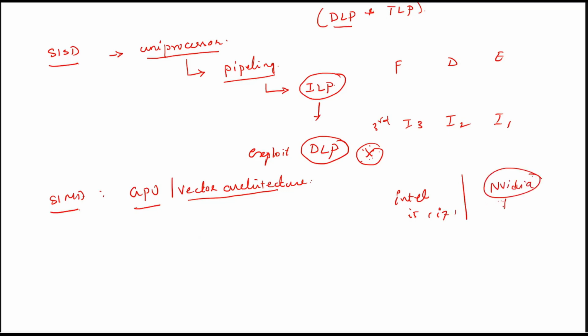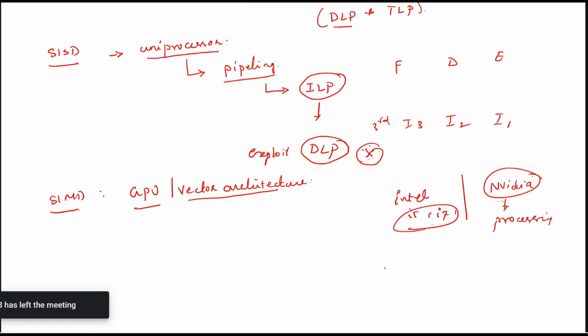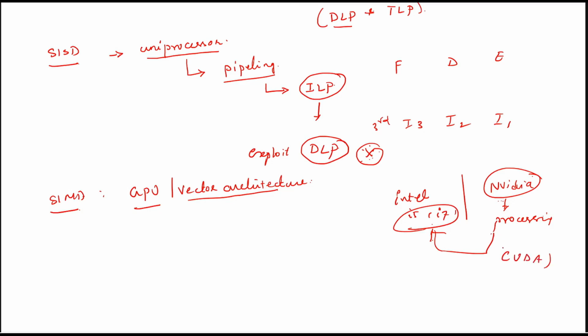NVIDIA has more processing capability than the core processors. So they started using this NVIDIA processor for computing, through some parallel programming language. For NVIDIA you have something like CUDA, compute unified device architecture, a language, or we have OpenMP. These are parallel programming languages.